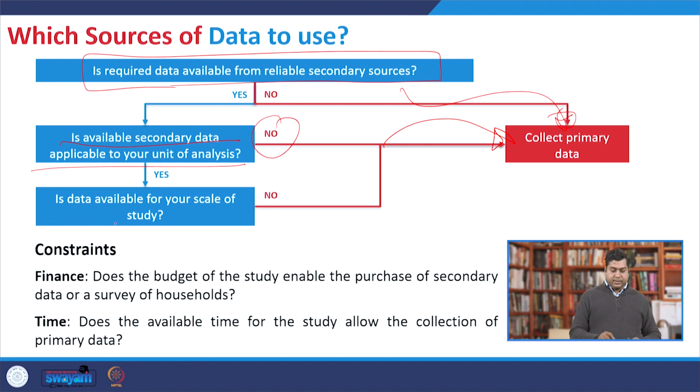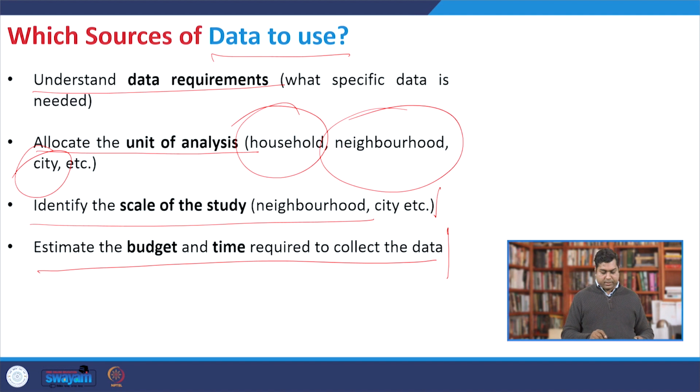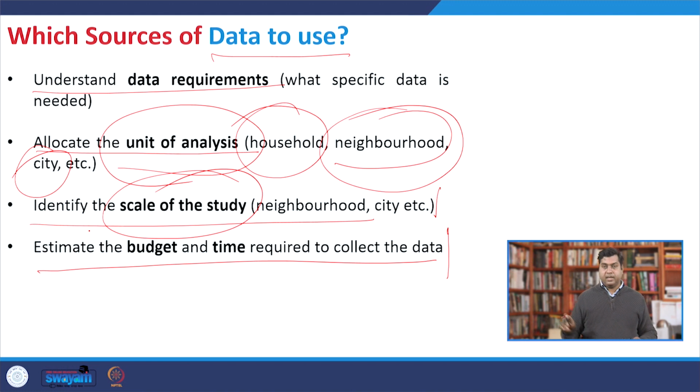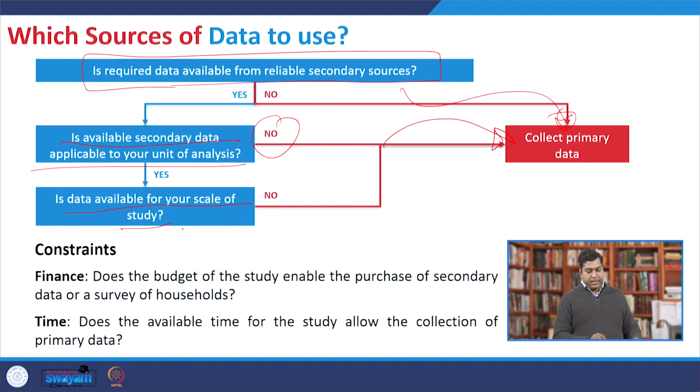If the answer is yes, next: is the data available for that study maintaining the scale? Here we have discussed these two points. One is the unit of analysis, where we do the comparison and make certain assessments, and the other is the scale, at what level we are doing it. If here also the answer is no, then we have to go for primary data collection. You can get this answer very easily by looking at the secondary sources.